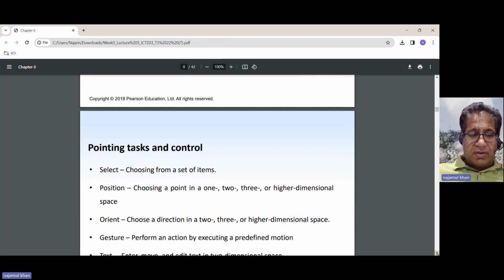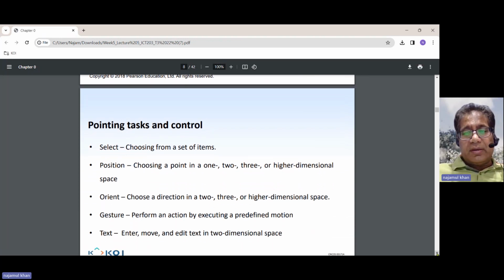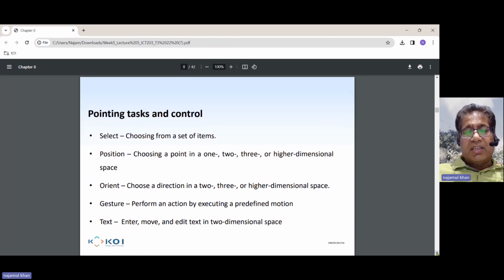As we know, this is what happens when we're talking about pointing tasks and control. There are several functions like select, which means you are going to choose from a set of items. Position, this is another one. You can choose a point in a 1, 2, 3, or higher dimensional space. That also is common. Orient, you can also choose a direction in 2, 3, or higher dimensional space. You can also use the gesture function, which can perform an action by executing a predefined motion.